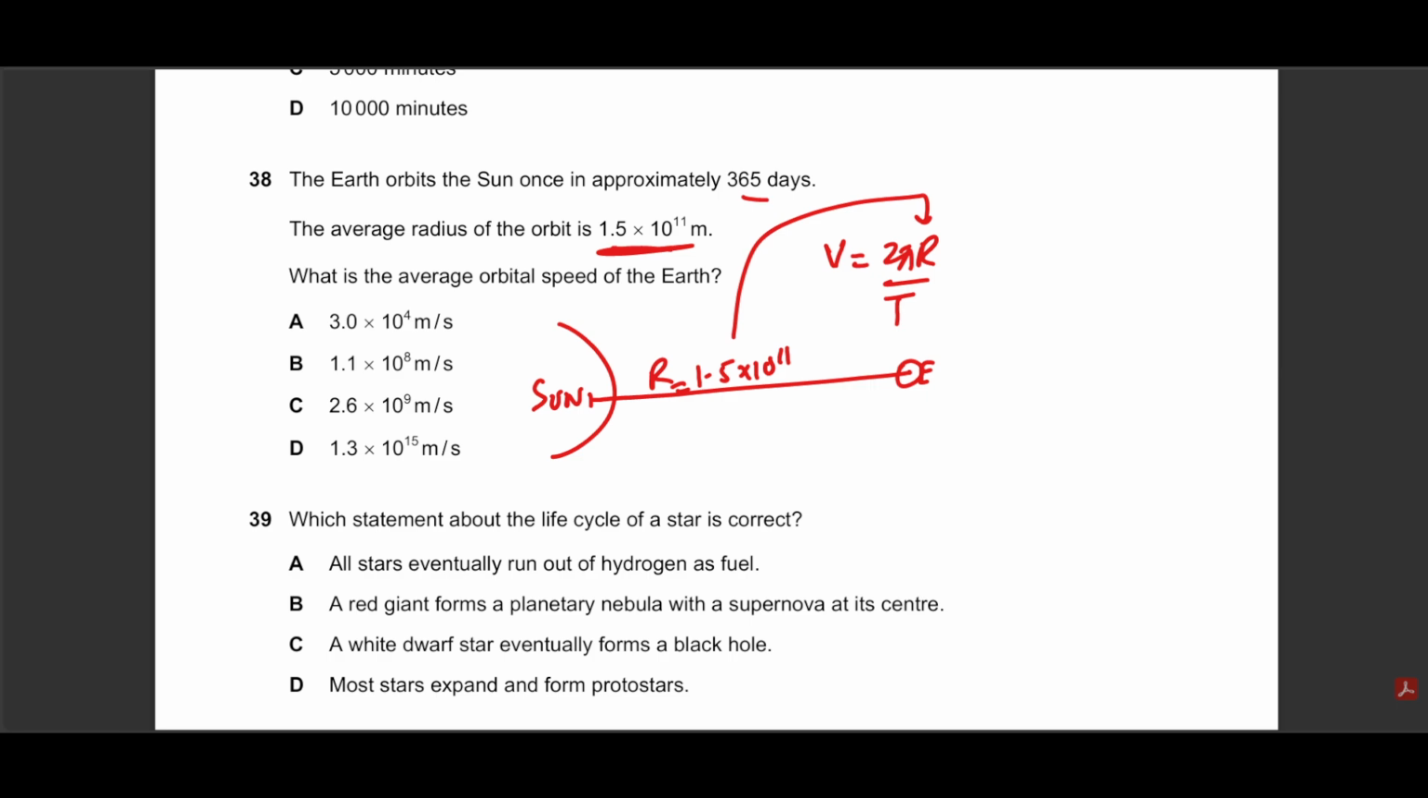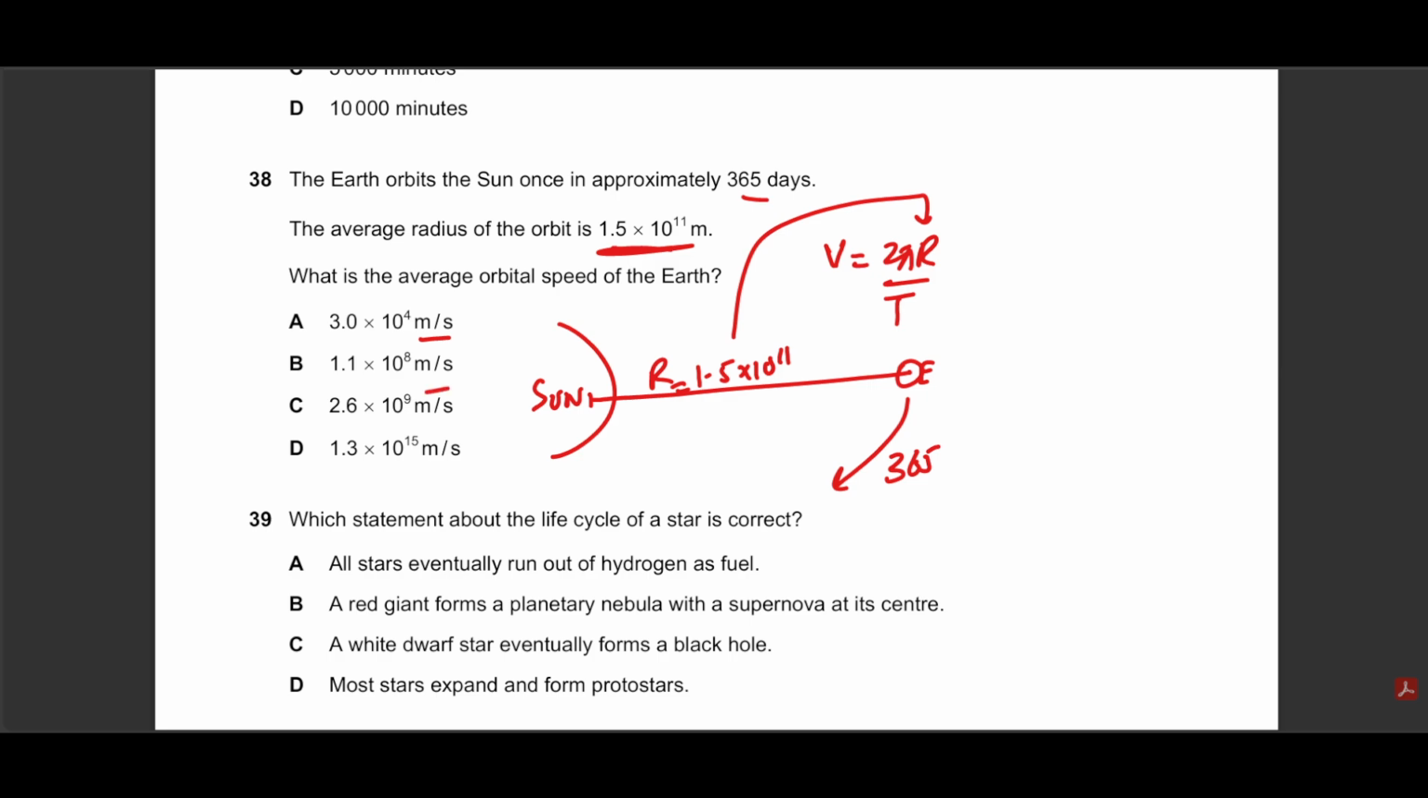Question number 38. The Earth orbits the Sun in approximately 365 days. The average radius is this one. Again, a very, very common and repeated question. Speed is 2 pi r divided by t. This is r. For example, if this is the Sun, and from the Sun up to the Earth, this is r, given to you as 1.5 into 10 raised to the power 11. This is what we put here. And time for oscillation is 365.